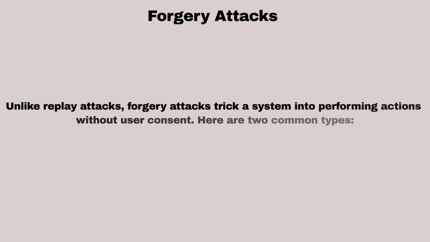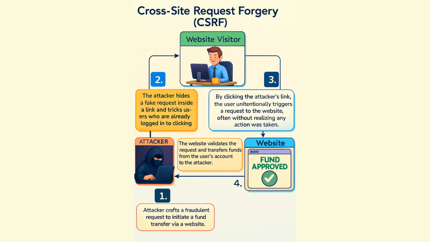Forgery attacks. Unlike replay attacks, forgery attacks trick a system into performing actions without user consent. Here are two common types. You have cross-site request forgery, CSRF. With CSRF, attackers exploit trusted sessions by getting a user's browser to send unauthorized requests, like changing password, while the user is logged in. This is also called a confused deputy attack.